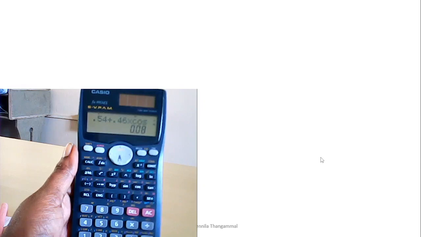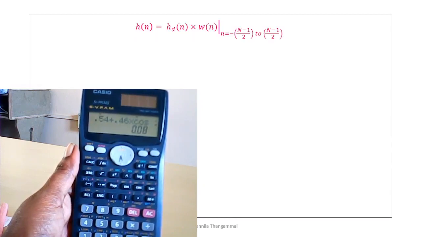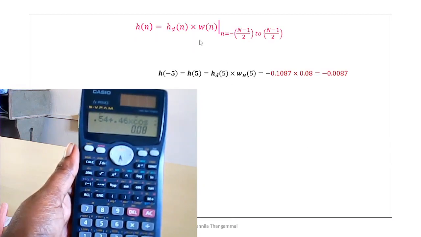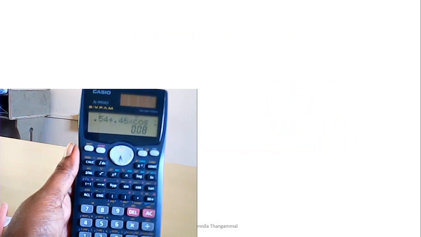Now, before step 4, we have to find the step 3, your h of n. So multiply your hd of n with your w of n, the values that we got. So hd of 5 into w of 5, hd of 4 into w of 4. For each and every value you are going to multiply the corresponding desired value with your window sequence. So we will get the values here.